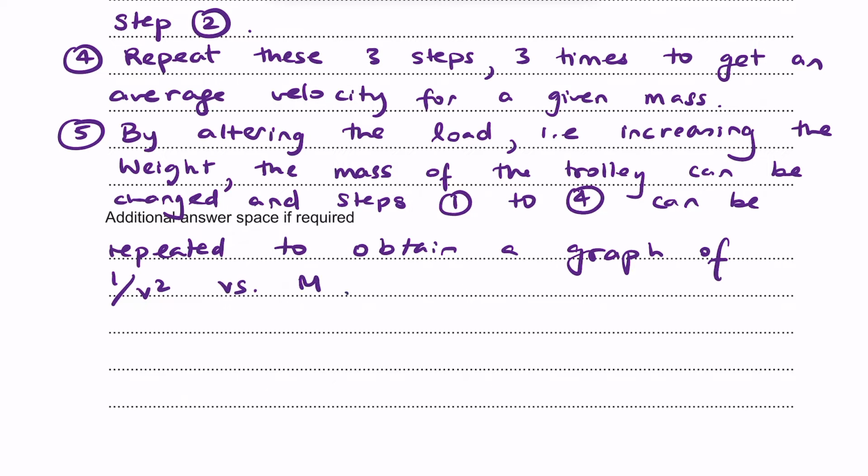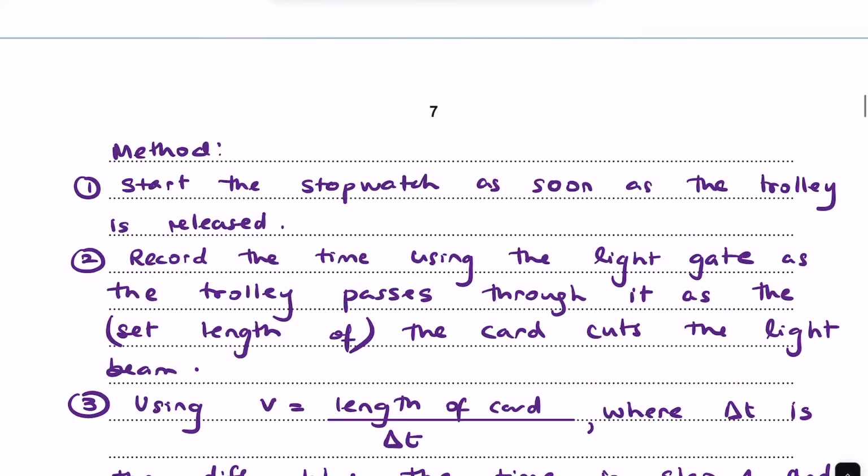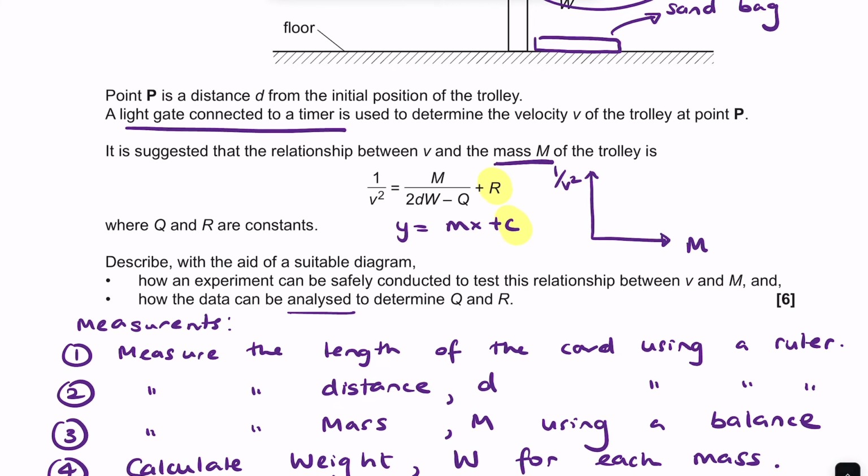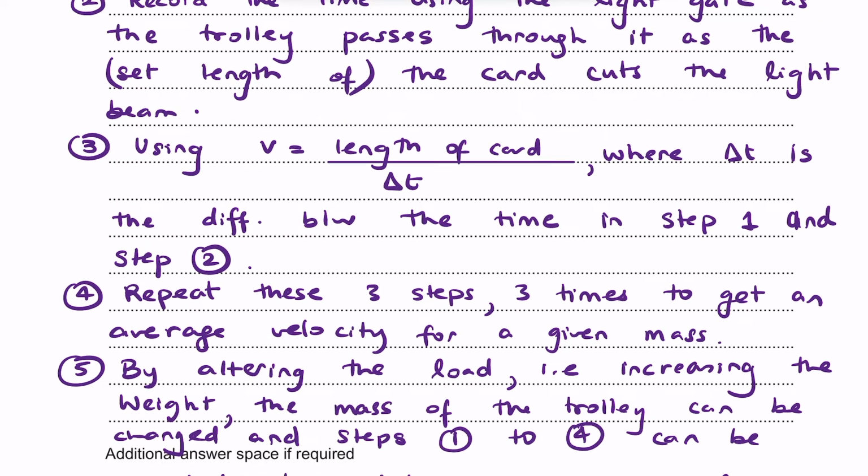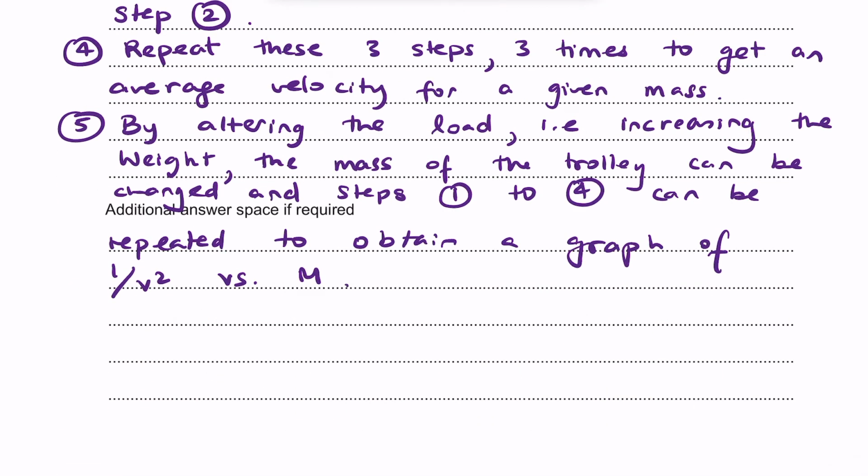Okay, so as I said earlier, if we were to compare this to the equation of a straight line, then the gradient, which is m, is going to give us 1 over 2dw minus q. So let's put that down, because ultimately we are to work out the value of q and r. Okay, so we are down to the analysis part now.